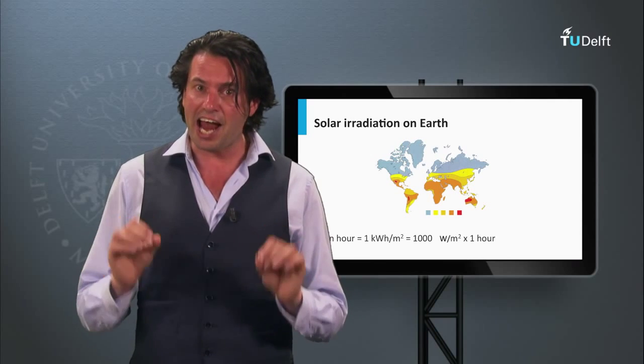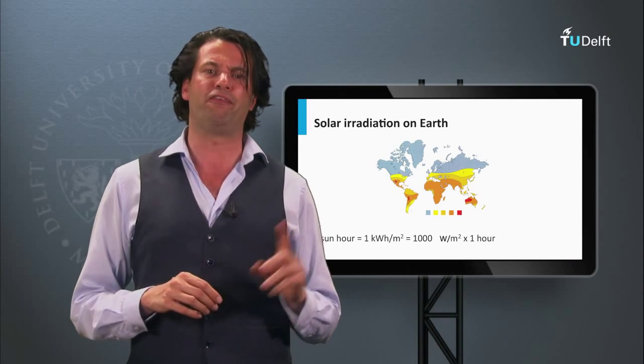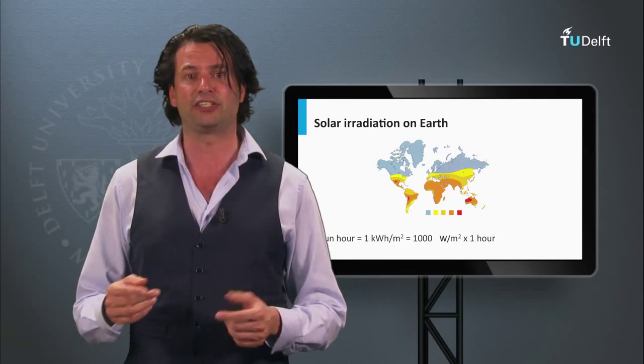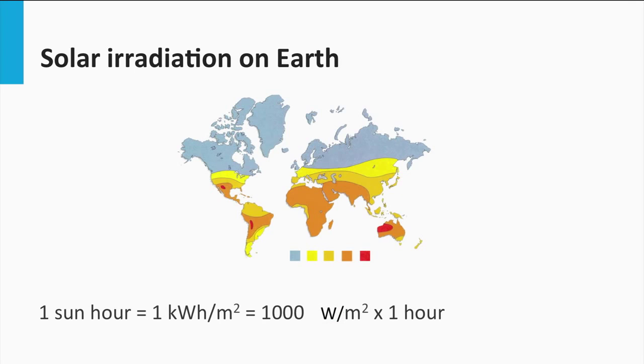The average annual solar irradiance on Earth varies depending on the location, as you can see in this figure. A useful tool in expressing the local solar irradiance is sun hours. 1 sun hour equals the energy of 1 kilowatt hour per square meter. Or in other words, an Earth surface that is exposed for 1 hour to standard test conditions irradiance of 1000 watts per square meter. Why is this a handy unit?